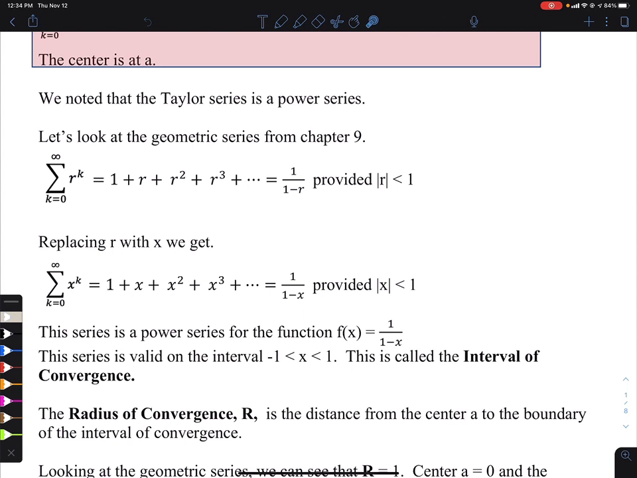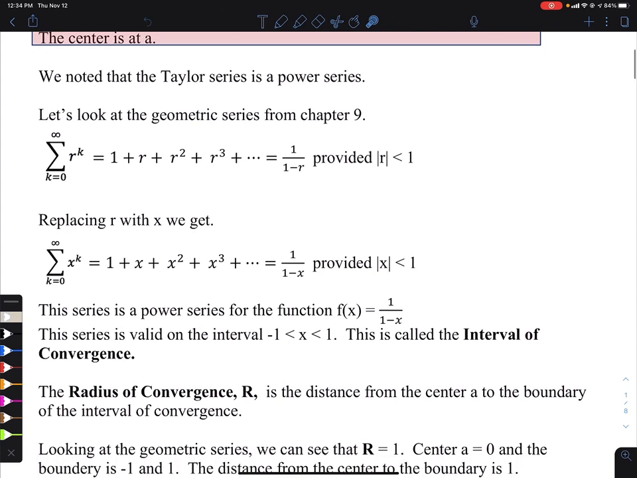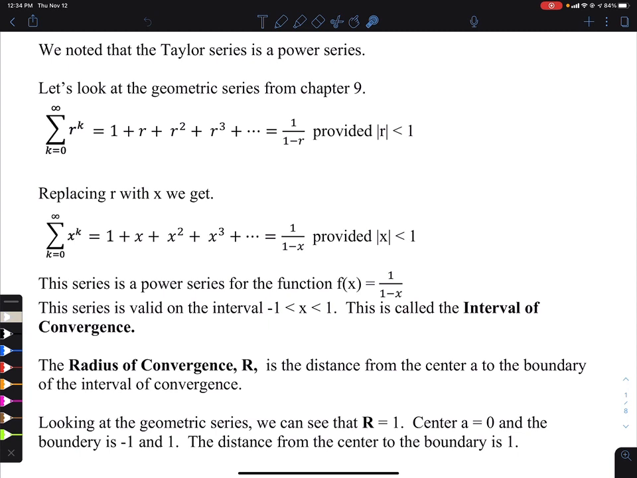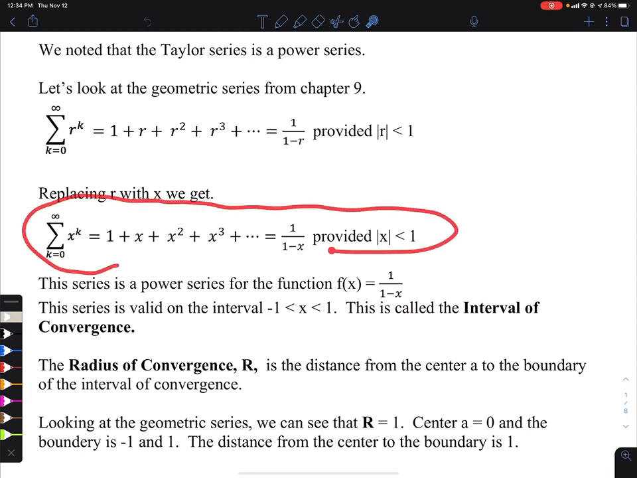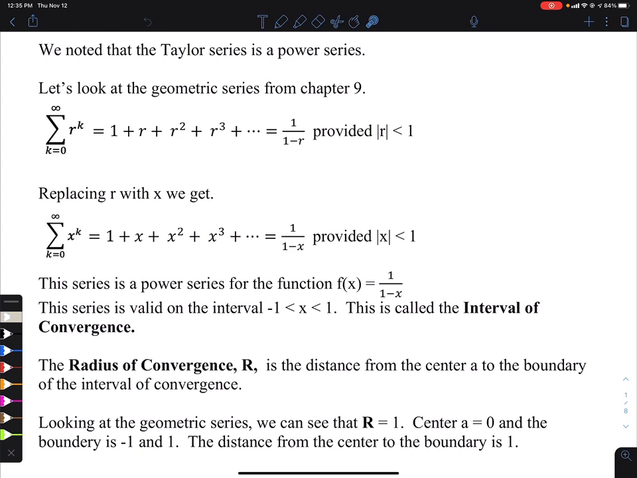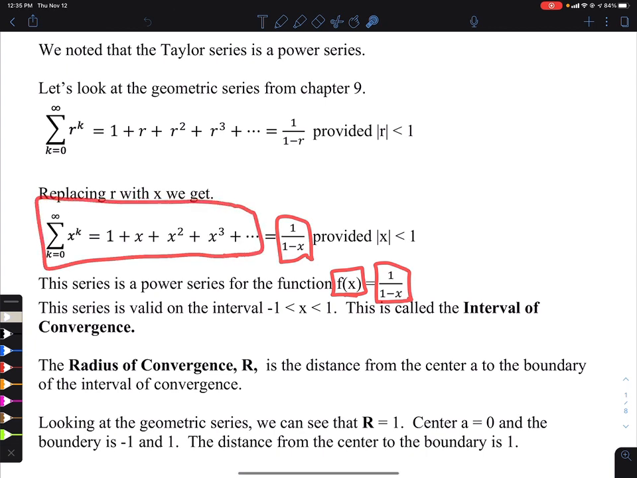Now, r was just your common ratio, but we can replace that with x. So if we replace all the r's with x, we get the same series, but the sum is just 1 over 1 minus x instead of 1 over 1 minus r, and the absolute value of x must be less than 1. We do that just to make it look like what you're used to, with x as your variable. So we call this f of x, our function, 1 over 1 minus x, which equals this power series.